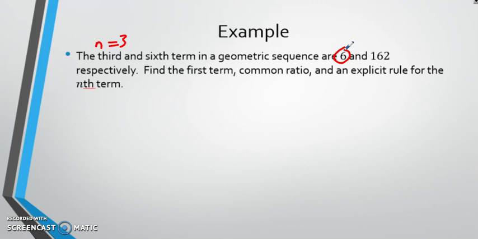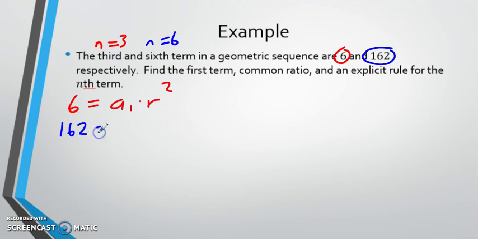So when I'm writing the geometric sequence formula, that would be a sub n, which in this case is 6, equals a sub 1 times r to the n minus 1 power. So n is 3. If you subtract 1 from that, it's going to be the second power. For the second formula I'm going to write, n equals 6, because it's the 6th term, and the number for that one is 162. So 162 equals the first term times r to the n minus 1 power. So this time it's the 5th power.